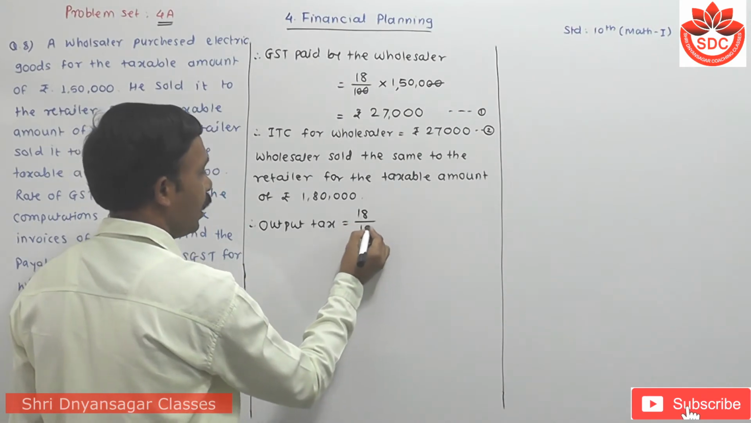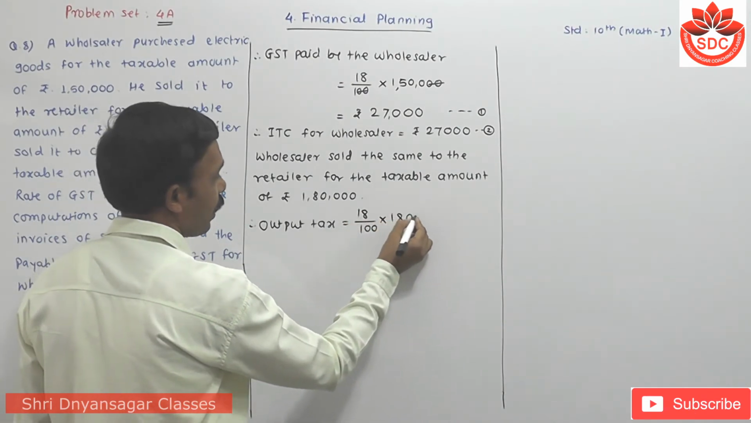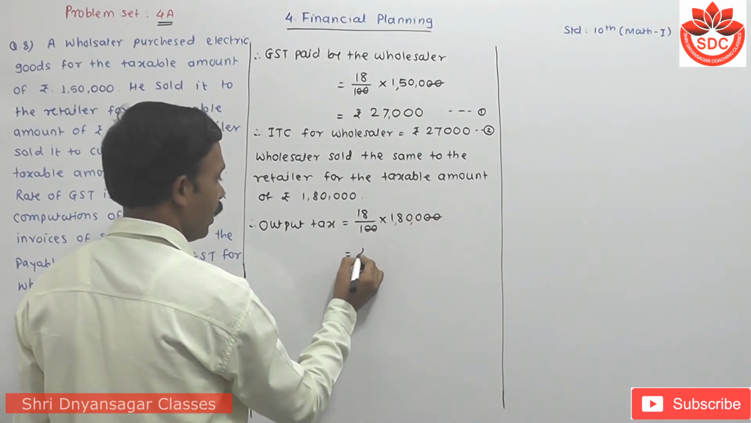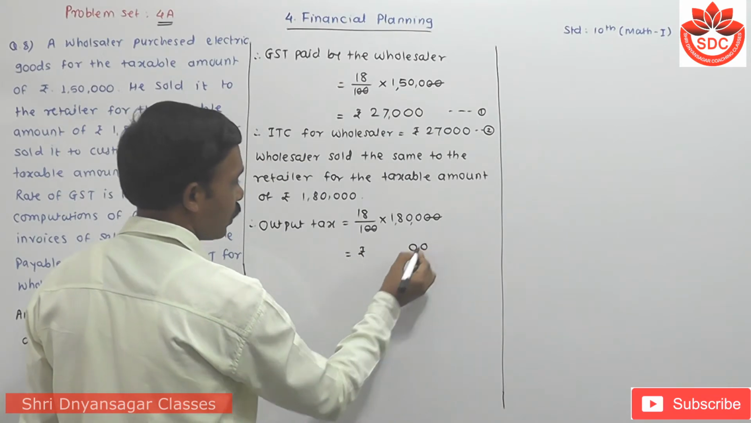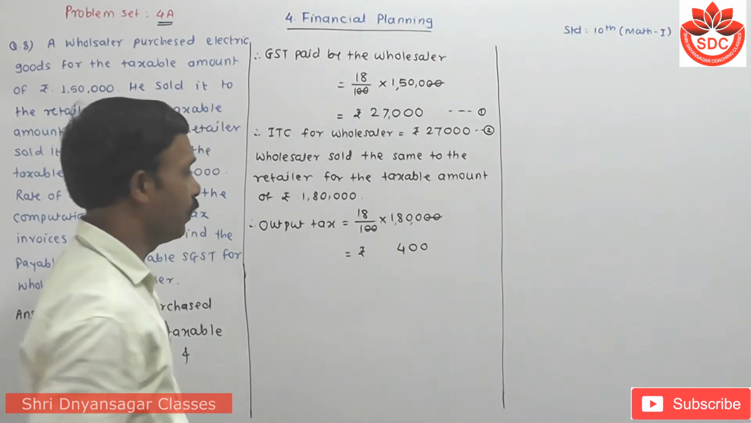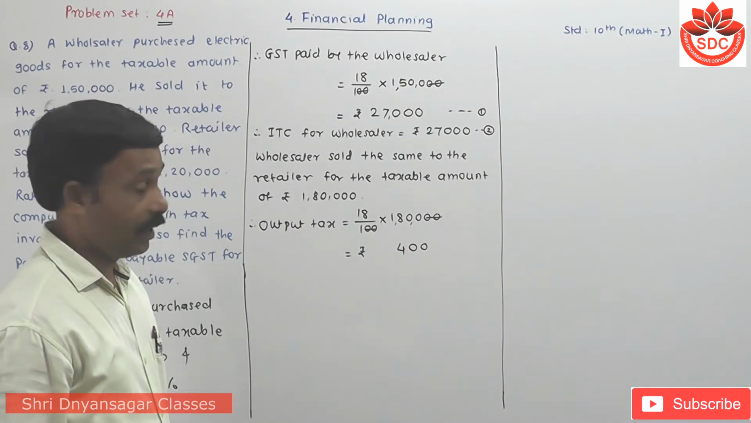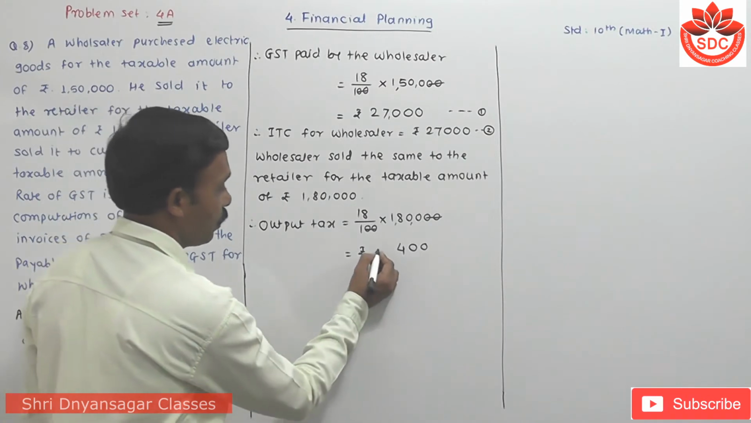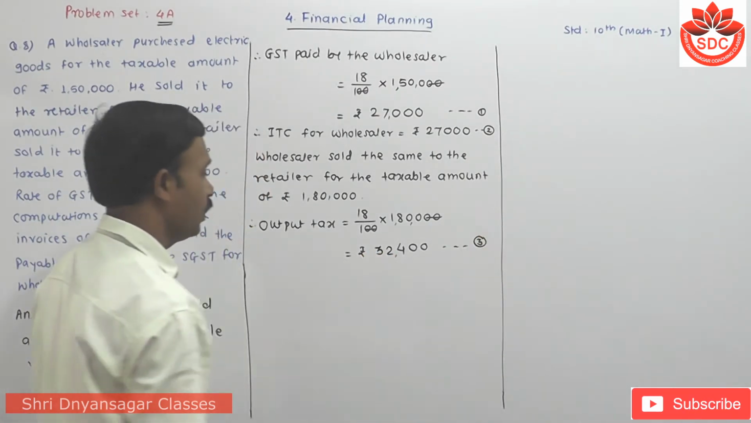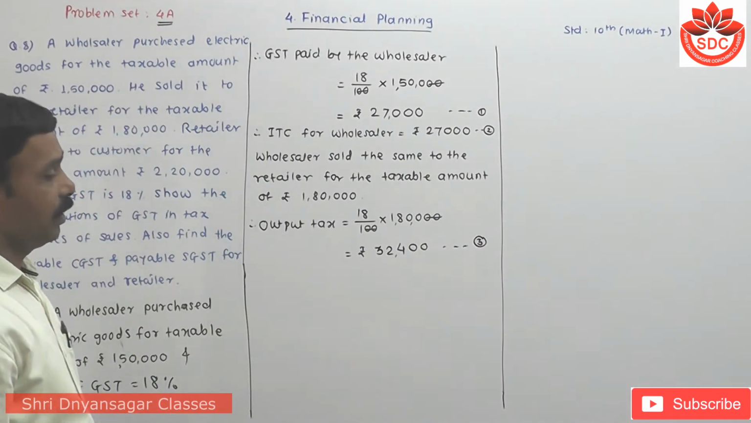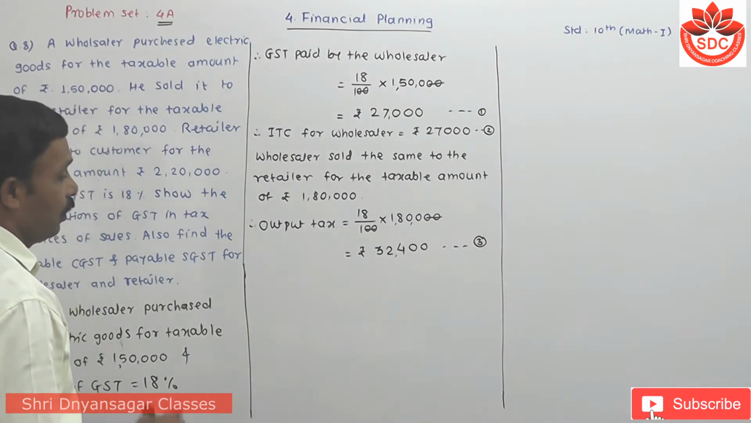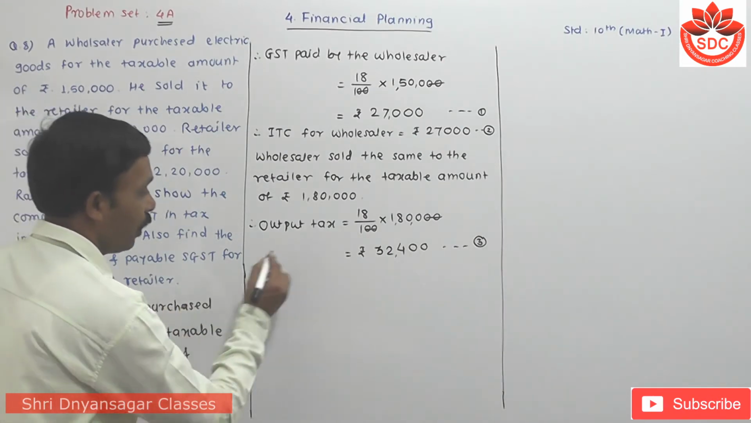18% GST here, meaning 18 upon 100 into 1,80,000. Then these two zeros get cancelled. Then it is rupees, this zero as it is, 20. 18 8s are 144, carry 14 here. 18 1s are 18 plus 14 becomes 32. This is equation number 3. This is 32,400.